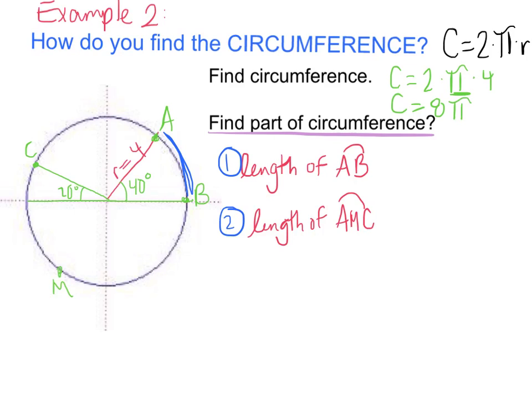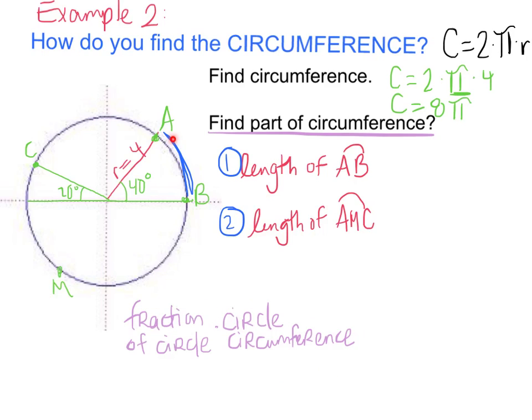You're going to take the fraction of the circle. So how much of the circle does it represent? And then you'll multiply that by the circle circumference. So what you're really asking is, what portion, what part of the entire circumference does AB represent? So let's try that out.